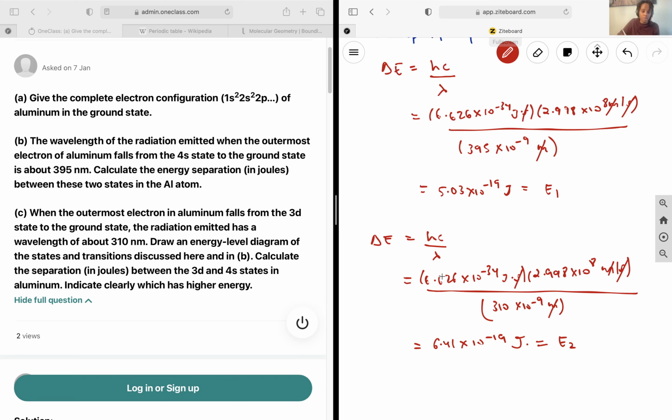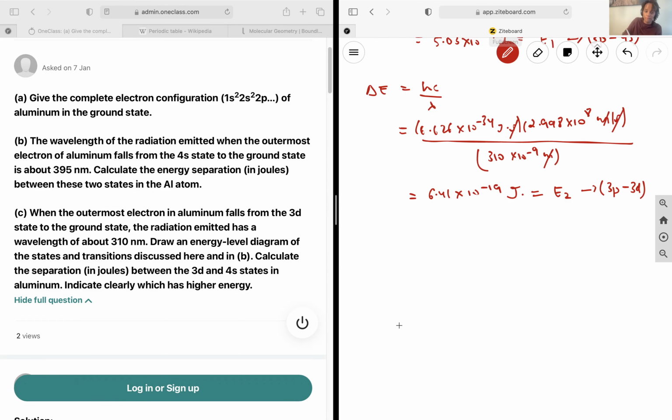Now for our next question, we want to calculate the energy separation between 3D and 4S. We have that E1 is the energy separation between 3P and 4S, and E2 is the energy separation between 3P and 3D. So if we do a sketch, it's going to make sense how we can calculate the energy separation between 4S and 3D using these two values that we have. So let's go on and make that sketch.